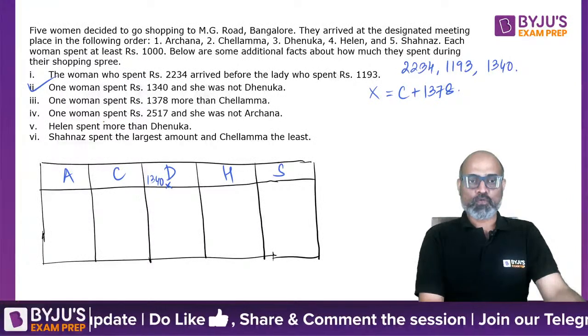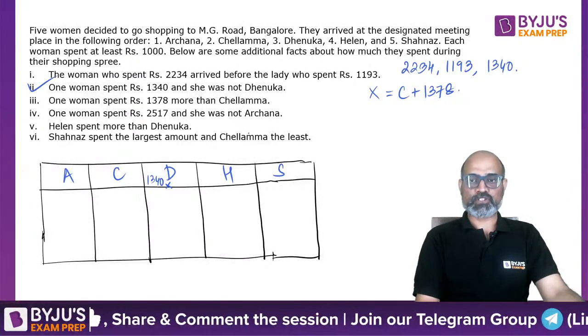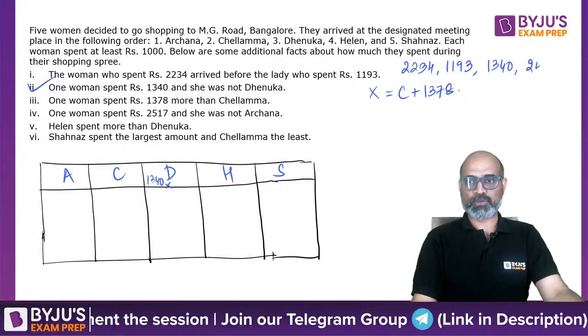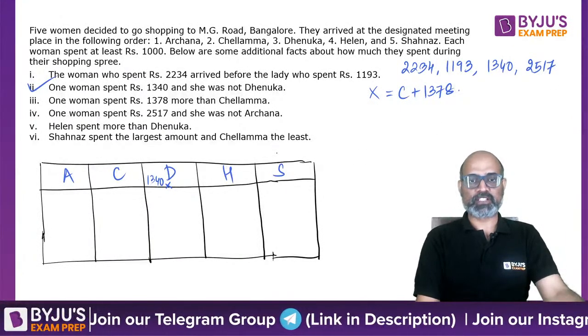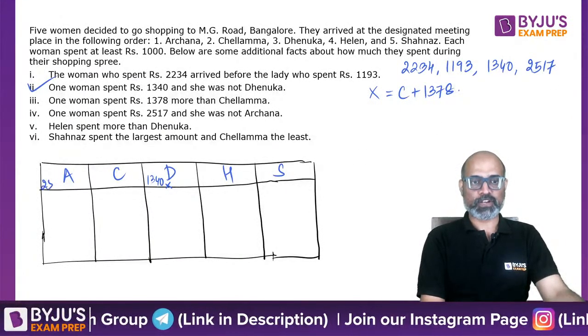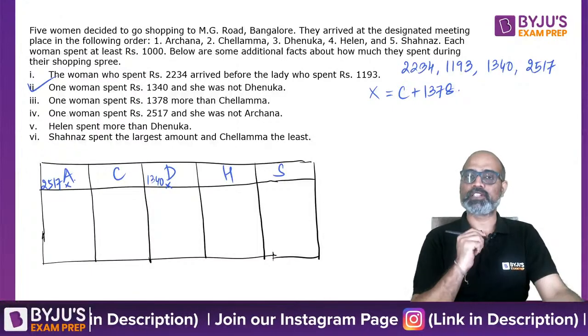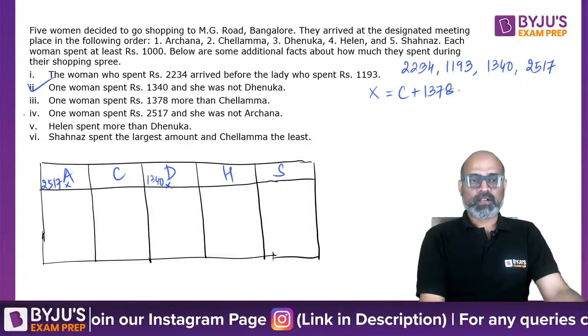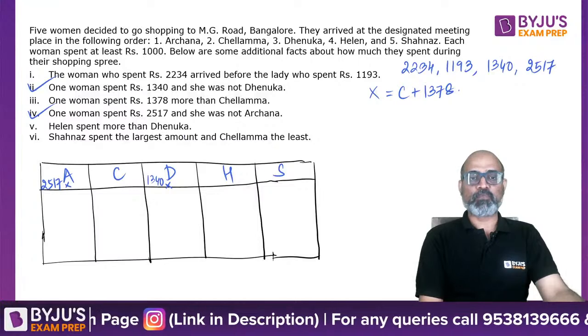Fourth, one woman spent 2517 and she was not Archana. So one more amount we come to know is 2517 and that person is not Archana. So we can't put 2517 over here. Let's put a cross over there. Done with fourth.